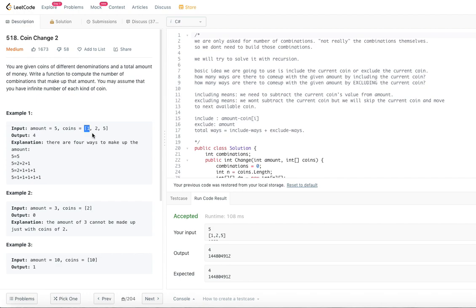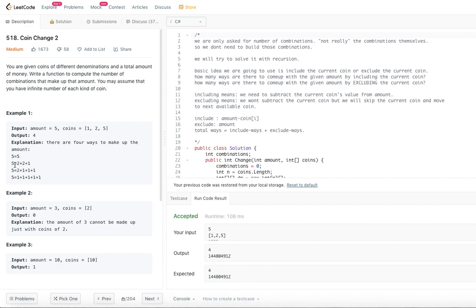So these are the different combinations that are possible. We are asked to find only the number of combinations. We are not asked to come up with those combinations, so we don't need to return what they are. If we were asked to return the combinations themselves, it would be a different and time-consuming problem, since there would be an exponential number of combinations. But since we are asked only for the number, let's try to solve it in a recursive manner.